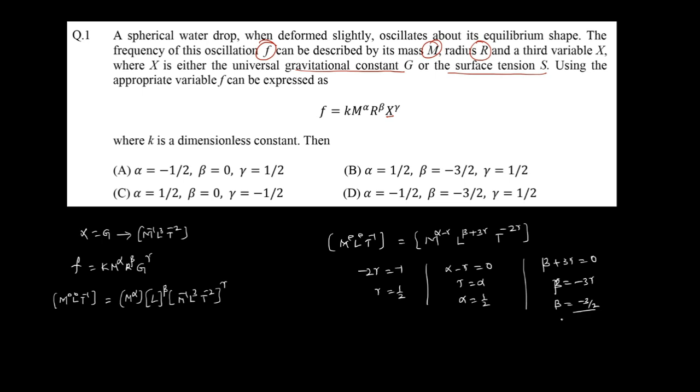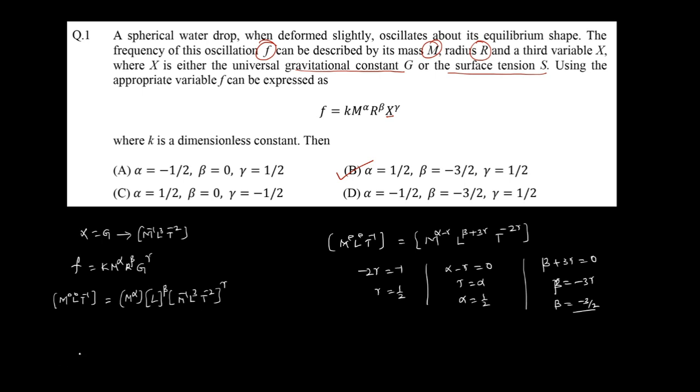So one answer is matching, that is option B. The alpha value is 1 by 2, gamma value is 1 by 2, and beta value is minus 3 by 2, when I'm taking the x value as the universal gravitational constant. Now let us check for surface tension also. We got one option according to the gravitational constant, so let us verify for surface tension.